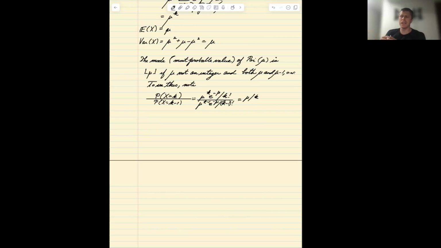And so what we want to see is, well, what's the most likely value? We just see whether these ratios are above 1 or below 1. For what values are these above 1? And at what point do they turn to be below 1? When they turn to be below 1, we see that the distribution is unimodal. It goes up, and then once it goes below 1, that means the probabilities are decreasing.